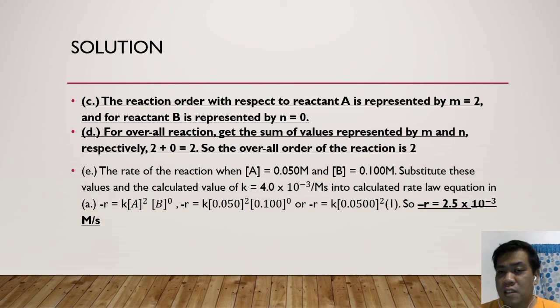So for letter C, the reaction order with respect to reactant A is represented by small m, which is equal to 2, and for reactant B is represented by small n, which is equal to 0. Then for the overall reaction, get the sum of the values represented by m and n. So 2 plus 0 is equal to 2. So the overall order of the reaction is 2, or we can say that the reaction is second order.